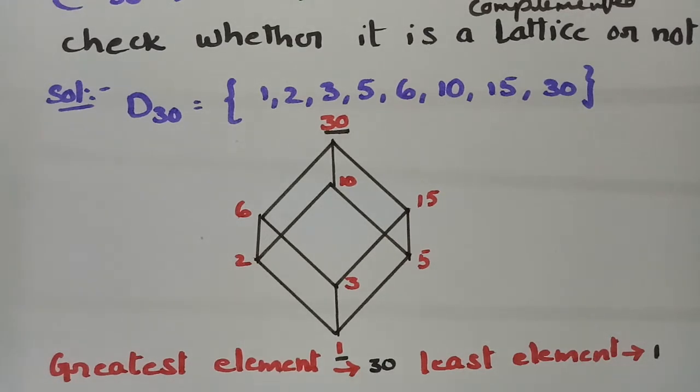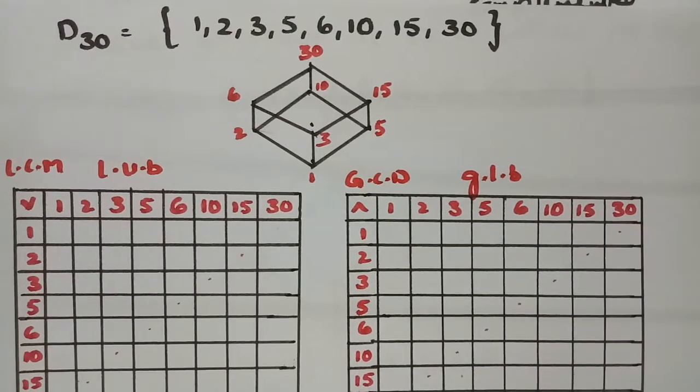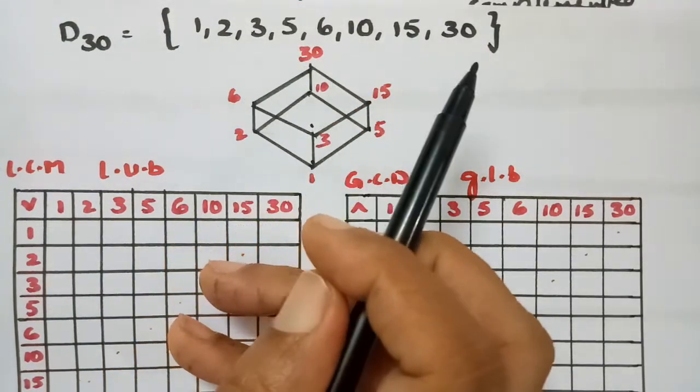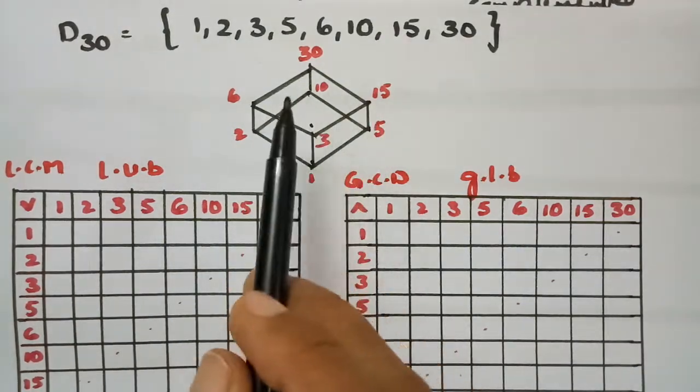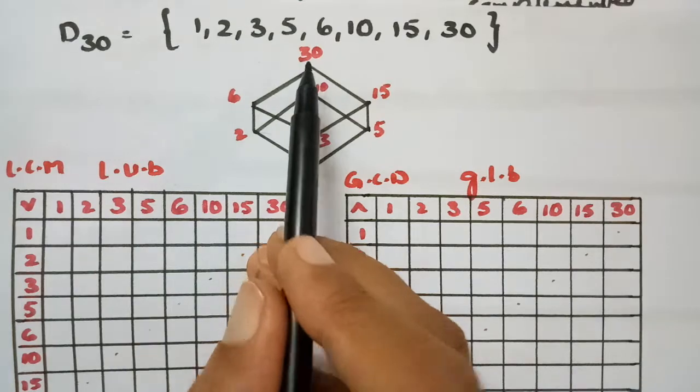Now we have to check whether each and every element has a complement. If each and every element has a complement, then we say that the given lattice is a complemented lattice. Next, moving on, we have to check whether it is a complemented lattice or not. These are all the divisors of 30: 1, 2, 3, 5, 6, 10, 15 and 30, and this is the Hasse diagram. Here the least element is 1 and the greatest element is 30.